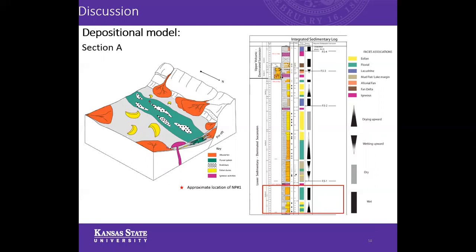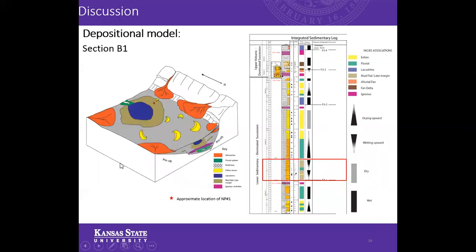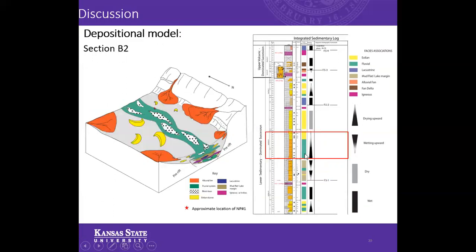Moving on to the next section, section B. The lowermost part of section B, which we call section B1, shows the dominance of mud flat or lake margin deposits. Therefore, the depositional model shows the backstepping of the fluvial system and expansion of the lake. On top of it, we see the return of fluvial and Aeolian systems once again, which we call section B2. Therefore, the depositional model shows the return of the fluvial system.